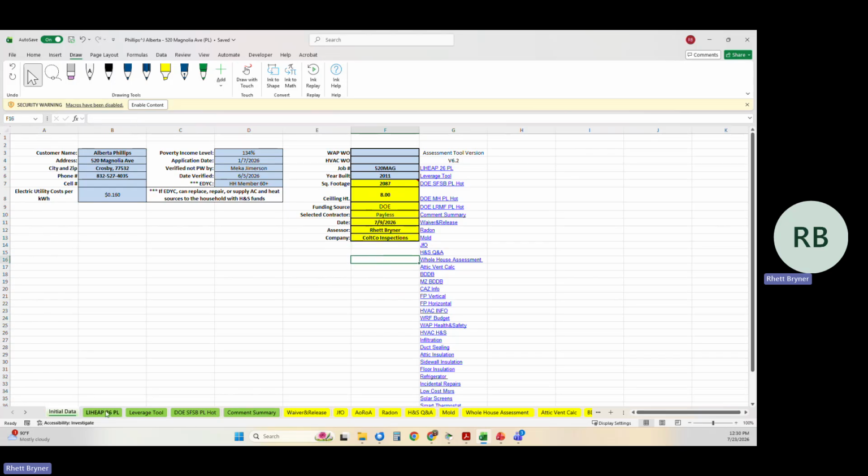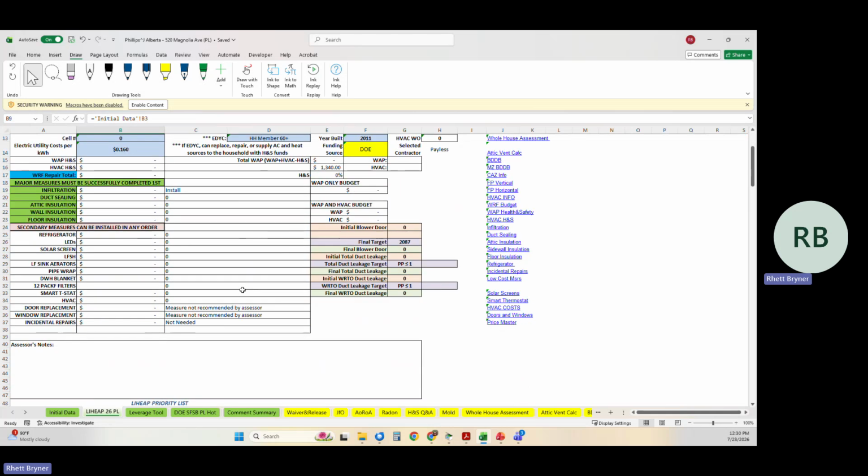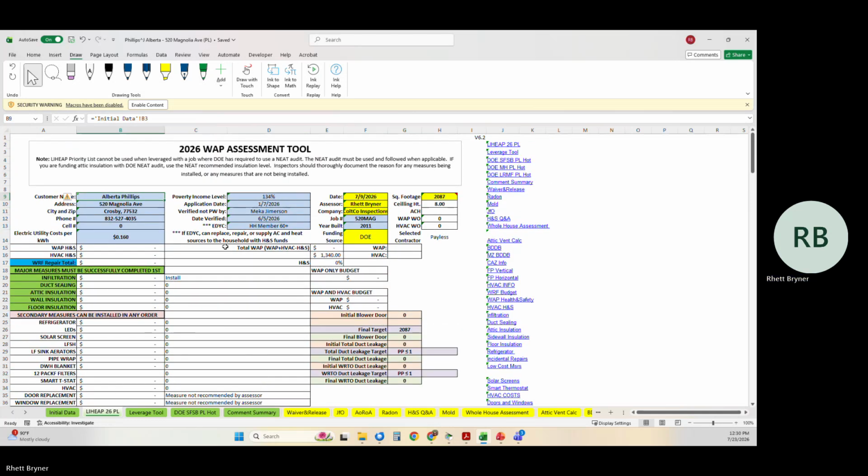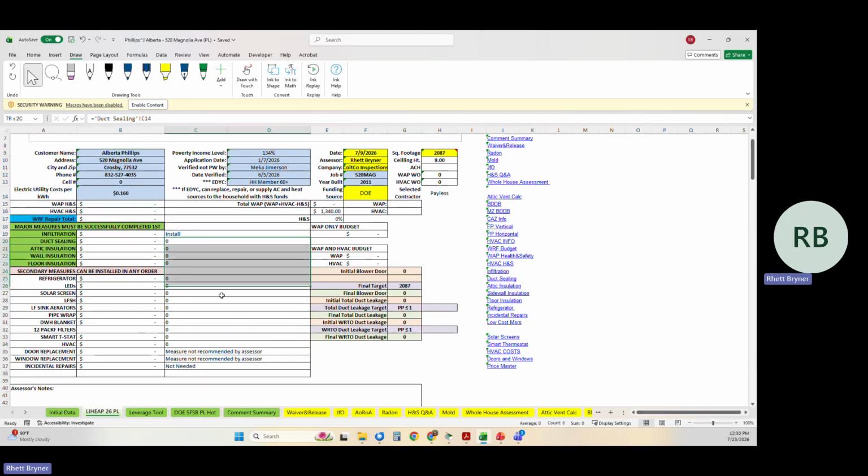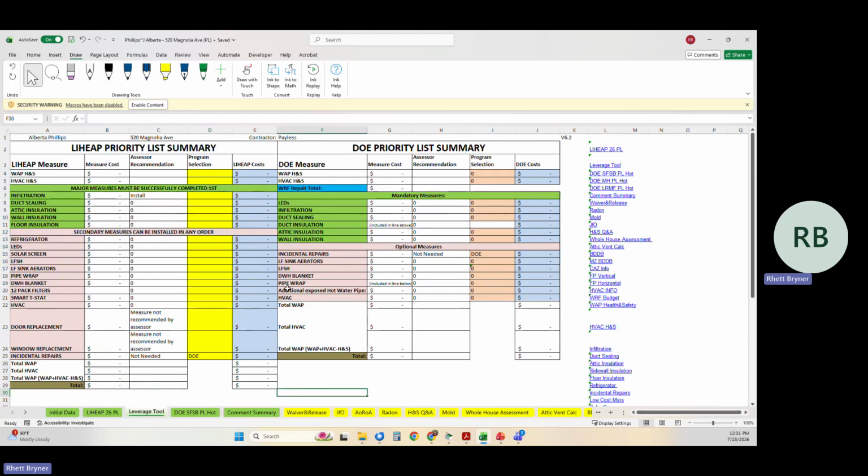All right, next is this tab here. This is the LIHEAP priority list tab. This is more like a summary for the entire report. You can see all this information here, all these little zeros. At the end of the report, these are all going to be filled in. This is all going to say whether we need to install things there, whether we need to do anything there, or whether it's not recommended. Next, this is the leverage tool. This is more summary information. This isn't used by the assessors very much, but used more for the contractors and the people that work in the office for review purposes.